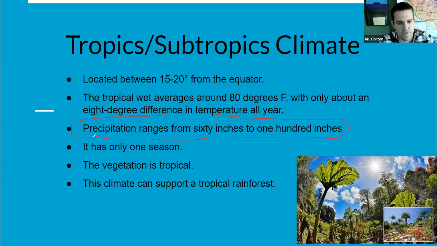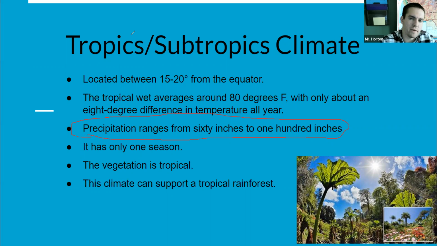And the vegetation is very tropical. The crops need a lot of water, so if you're a plant that enjoys a lot of water, then you go live in the tropics. It's good to grow in the tropics. This climate can support a tropical rainforest, so a lot of our tropical rainforests are located in this climate area.